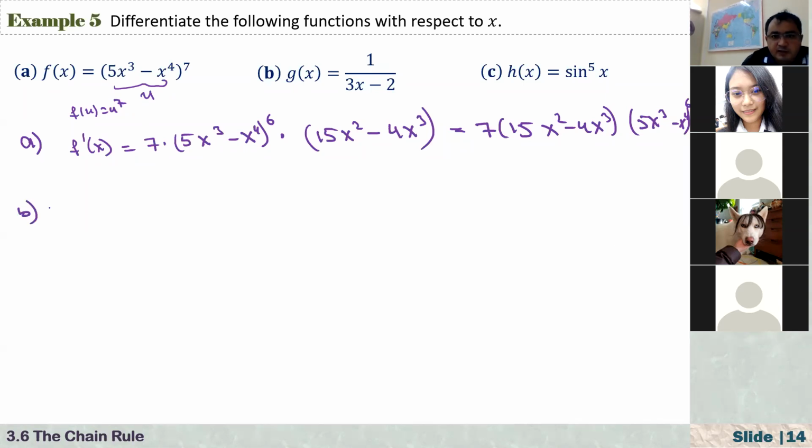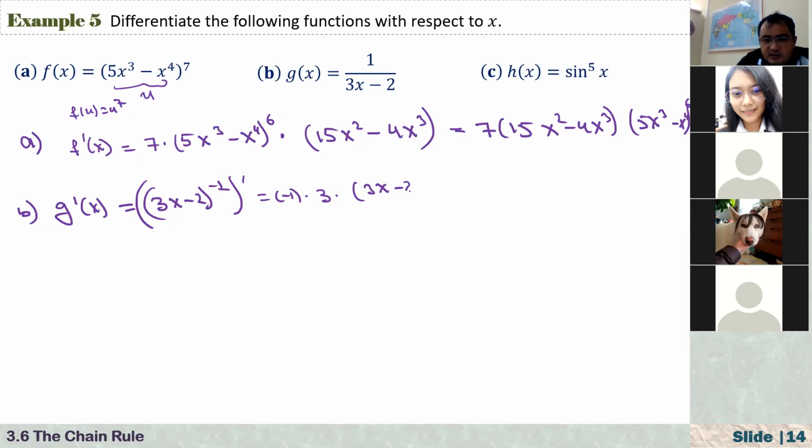And how about question B? This g of x, g prime of x, okay? That is 3x minus 2 to the power of -1. So we have to differentiate this, okay? So by this, first, the power comes to the front. So I have -1 times differentiate inside this function. That's equal to 3. Now here we have 3x minus 2 minus 1. That's equal to -2, which is equal to -3 over 3x minus 2 squared.